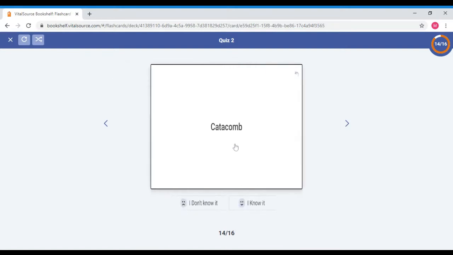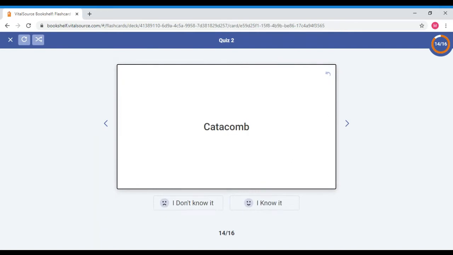What are the catacombs? I didn't mention them too much. It was during the periods when Christians were hiding, so they had to go underground and bury people there. It was this sort of tunnel system, and it's interesting. So just Google or read the part about what the catacombs were.